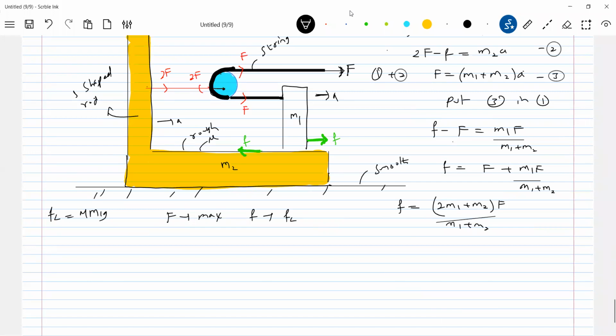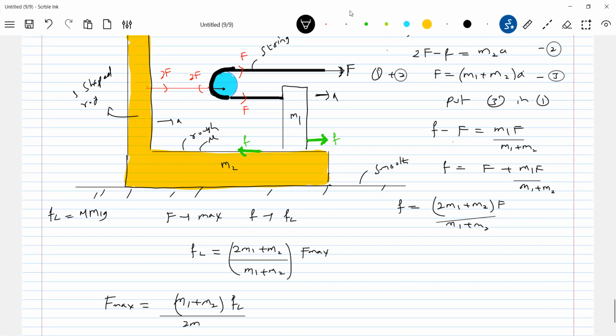So now this will become FL equal to 2M1 plus M2 by M1 plus M2. So what is F max? M1 plus M2 FL by 2M1 plus M2. Or this will be, what is FL? Mu M1G. This will be our answer.